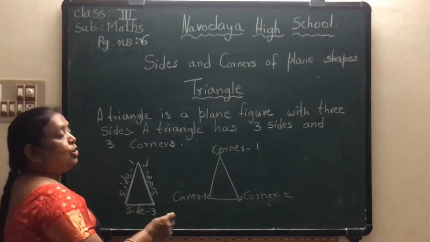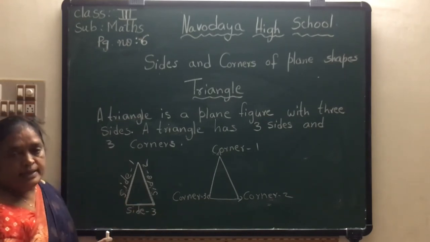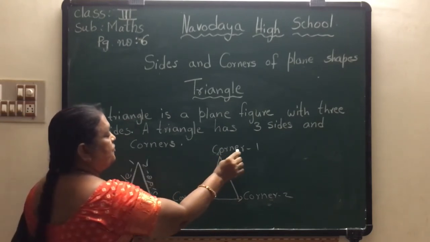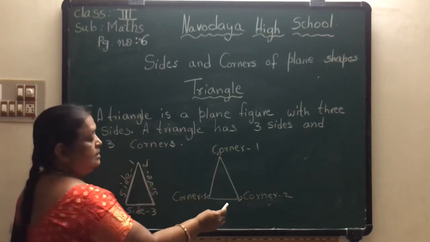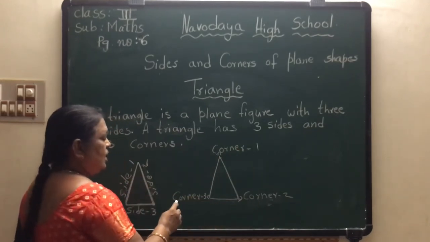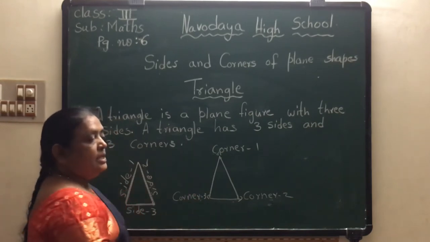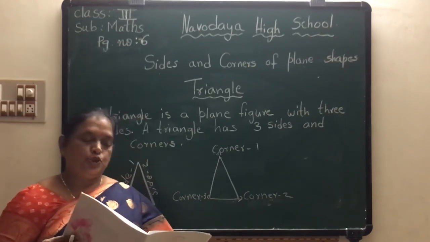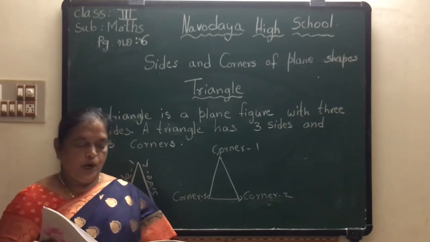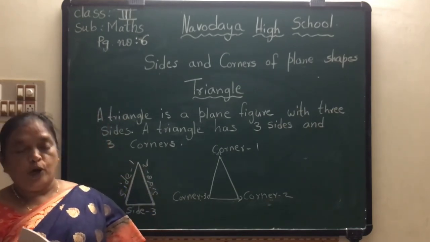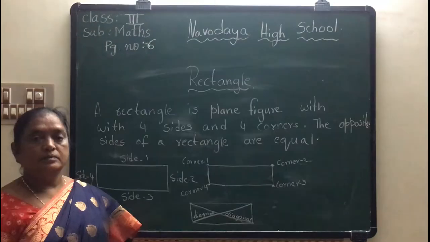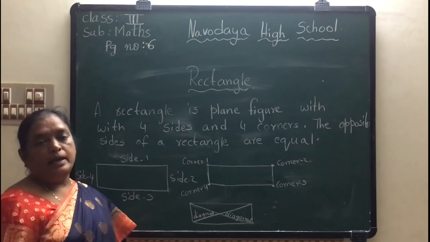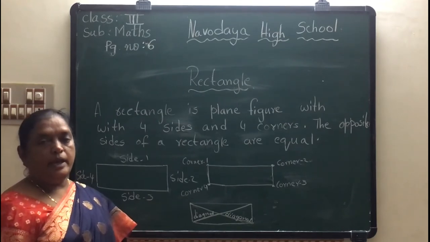Now we know about corners. How many corners are there in a triangle? Three corners. See, this is corner 1, corner 2, and corner 3. See children, plane figures are also called plane geometrical shapes. Now a corner can also be called the vertex. Children, we learnt about triangle and its sides and corners.